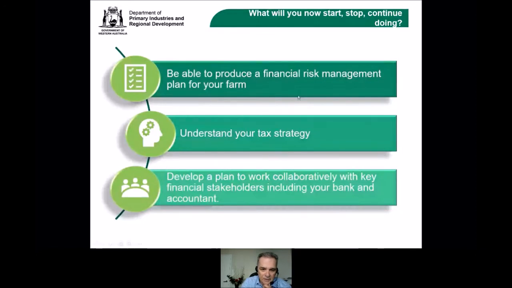So understand your tax strategy. Ask some good questions of your accountant. Why is it happening this way? Take ownership of it, and jointly with the advice and support of your accountant, come up with a tax strategy that you're comfortable with and that matches your requirements.